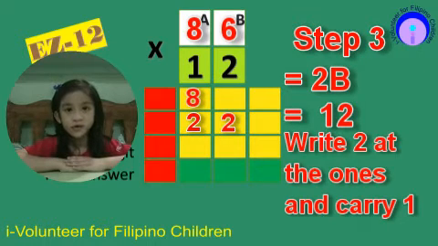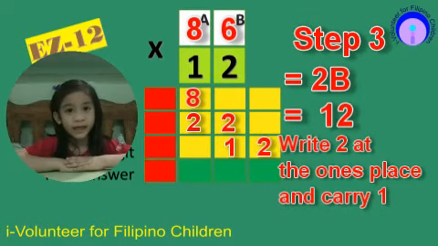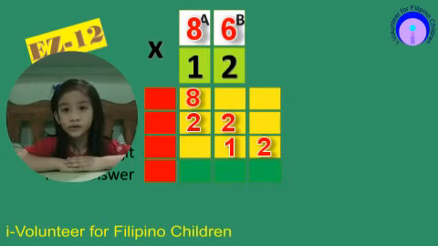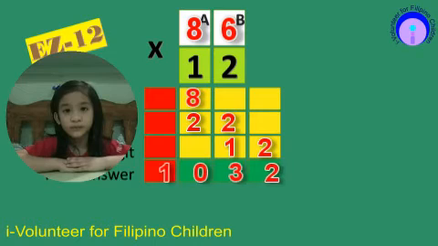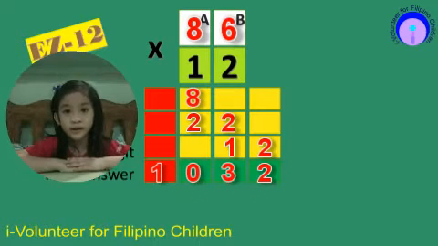6 times 2 is equal to 12. Magkakaroon pa ng 1 sa 2. Kaya pa naging 3 yung 2. So my final answer is 1032.